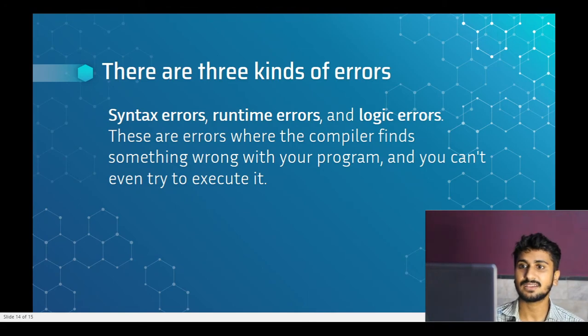There are three kinds of errors. Number one, syntax error. Number two, runtime error. And number three, logic error. These are errors where the compiler finds something wrong with your program and you can't even try to execute it. If it has errors we cannot even run our program. So what are syntax errors? A syntax error is where the compiler finds something wrong with your program so you can't even try to execute it.